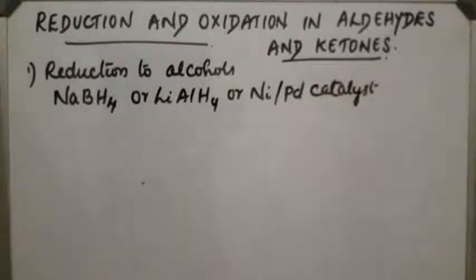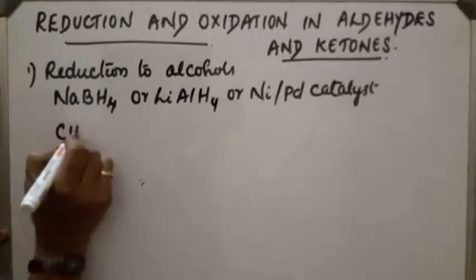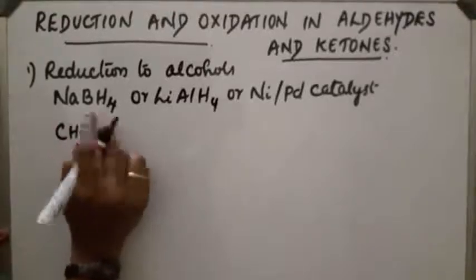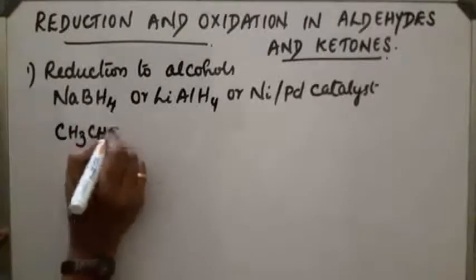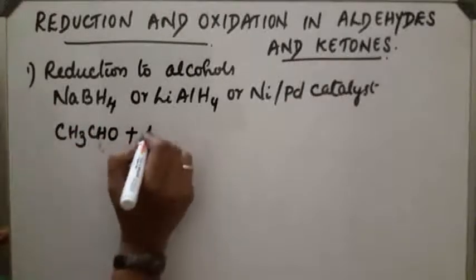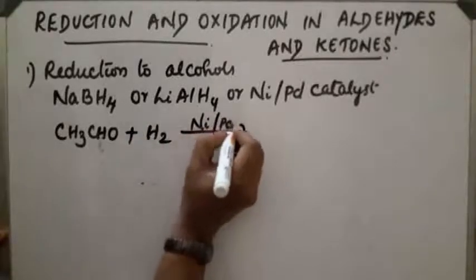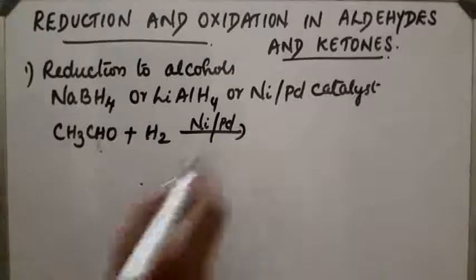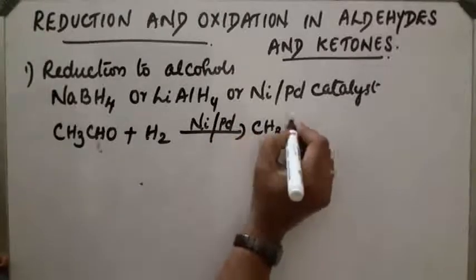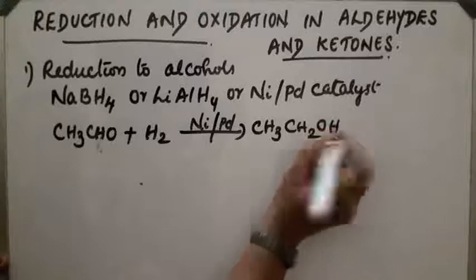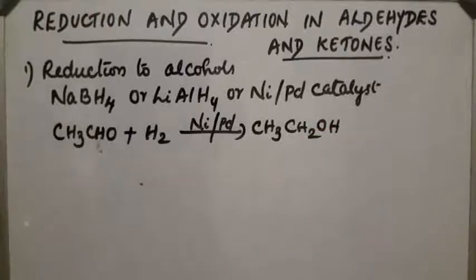So aldehydes and ketones get reduced. Aldehydes form primary alcohols and ketones form secondary alcohols. Let us see the reaction. First, the aldehyde. CH3CHO on reaction with hydrogen and nickel or palladium catalyst gets converted into CH3CH2OH. The CO group is reduced to CH2OH.